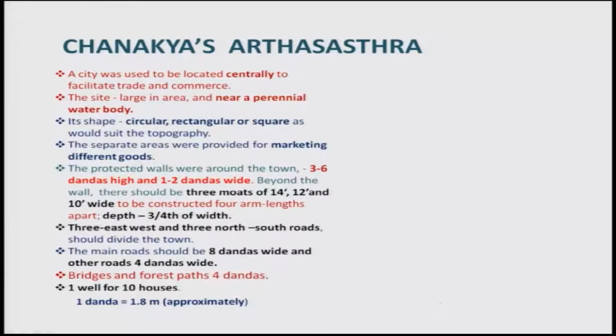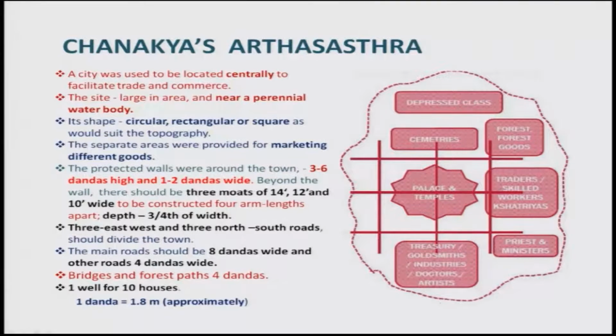That means forests should be nearby and bridges will be there to connect. And one well for 10 houses, that is the precision he has given. That means 10 houses should have at least one well, depending on the people. This is some of the topology or layout that is given, but there might be several others also as per Chanakya's Arthashastra. If you look at the place, the palace is located here. This is your palace, and whenever a palace is there, there will be a temple, because it is part of the things that will be followed.